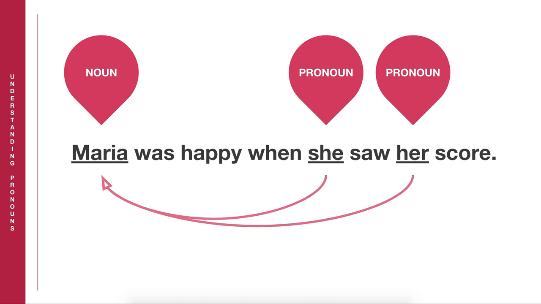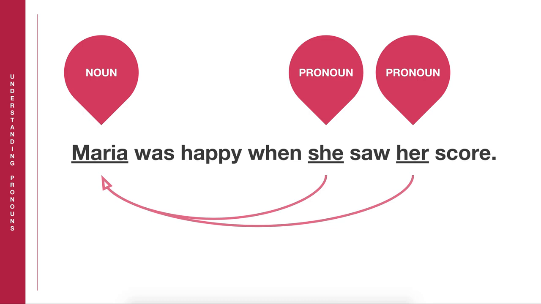Now, the noun in our sentence is Maria. The pronouns are she and her. Those small words there refer back to Maria. As the reader, I still know who we are talking about when I see the word she, but I no longer have to repeat the word Maria. So rather than saying Maria was happy when Maria saw Maria's scores, now we can see that we use the pronouns she and her in order to stand in Maria's place, therefore making our sentence move a little bit better.